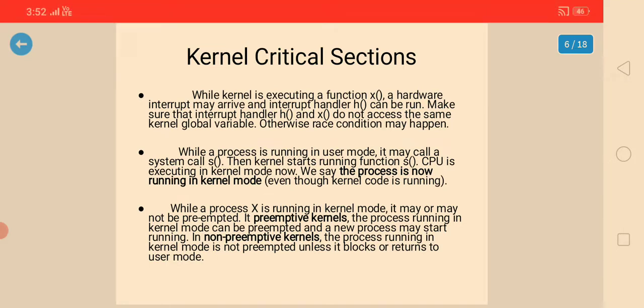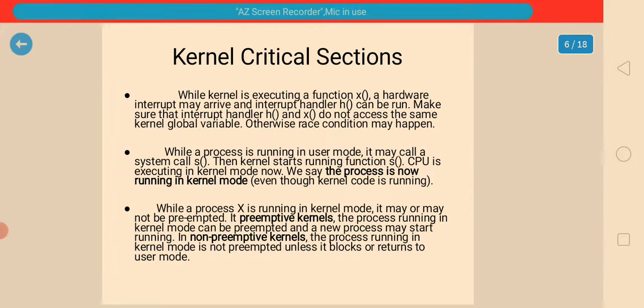While a process is running in user mode, it may call a system call. The kernel starts running a function, and the CPU is executing in kernel mode. Now we say the process is running in kernel mode, even though it is kernel code that is running. While process X is running in kernel mode, it may or may not be preempted.